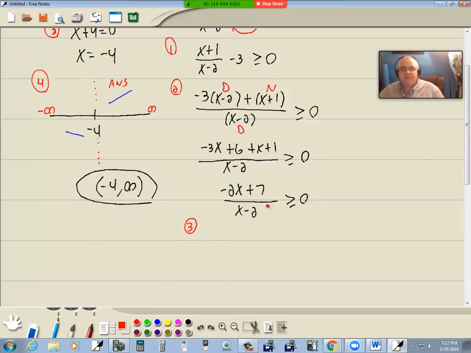Factor the top, factor the bottom. There's not much I could do. I could factor a negative out of the top, but I don't think it'd help me a whole lot. So we'll set each factor equal to 0. So I got negative 2x plus 7 equal to 0, and I got x minus 2 equal to 0. Now take negative 2x over, so we got 7 is equal to 2x. Divide both sides by 2, and we got x equals 7/2. This one, take negative 2 over, and we get x is equal to positive 2.